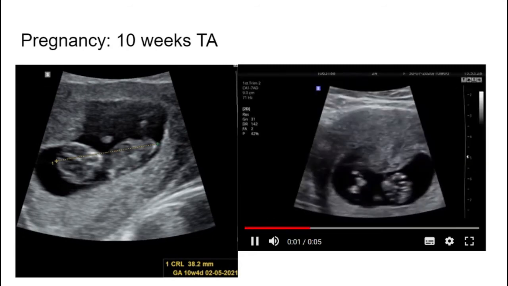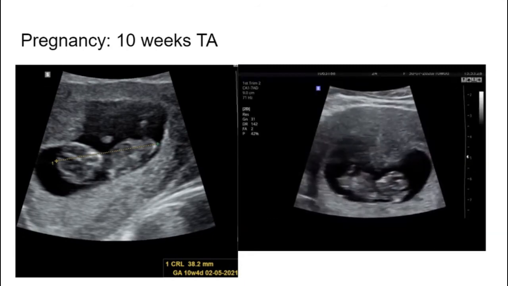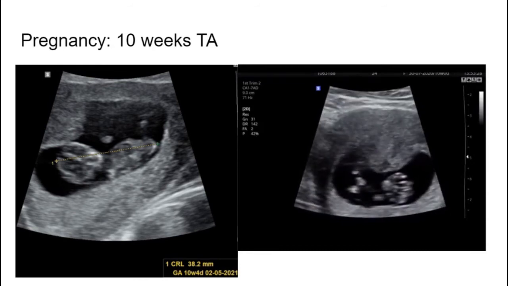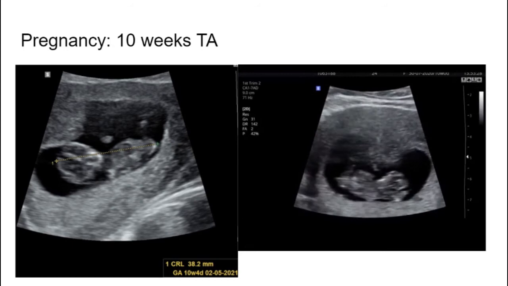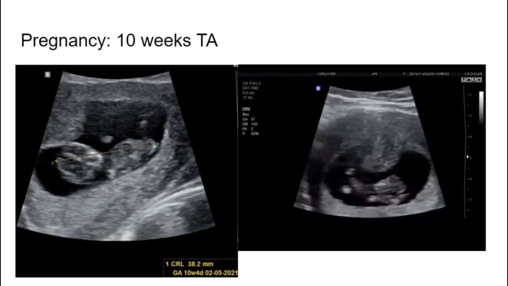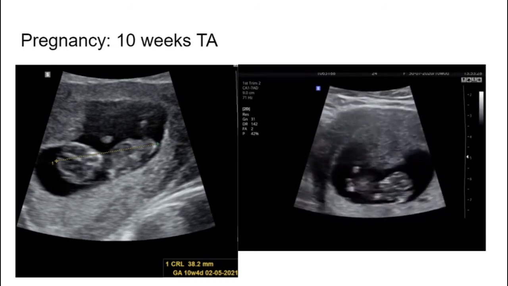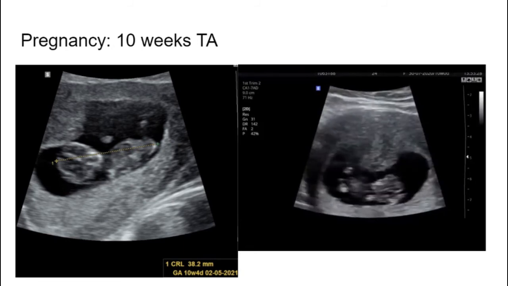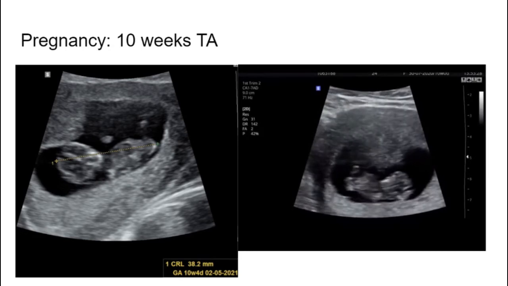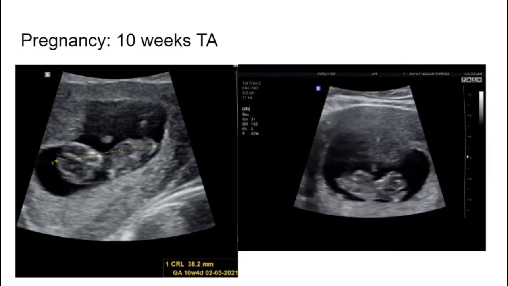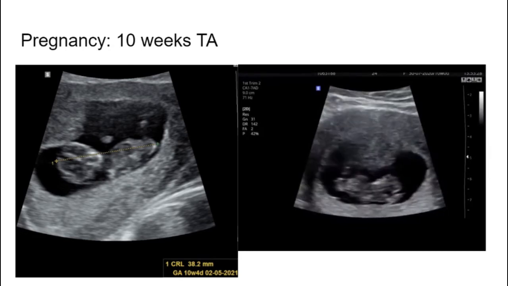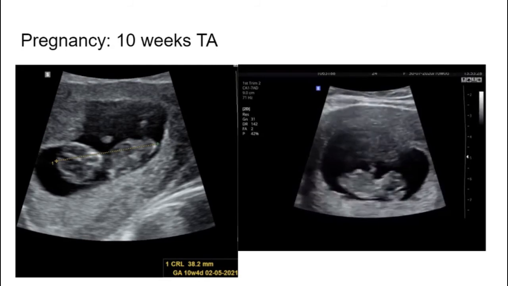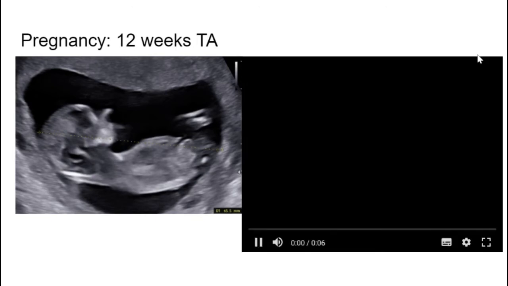And then as we come on to 10 weeks, you can see structures a lot more clearly. So you can see definite limb buds, you can see the abdominal wall, the heart pulsation is a lot clearer, and you can even see structures within the head there. And this video is just demonstrating, you can see this really obvious fetal heart in the middle of the fetus there. So this is 38 millimeters, so approaching 4 centimeters long at about 10.5 weeks.